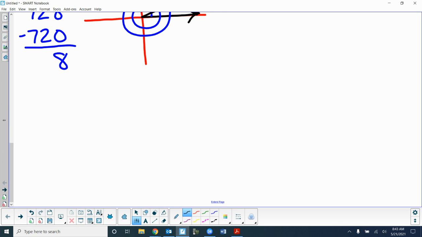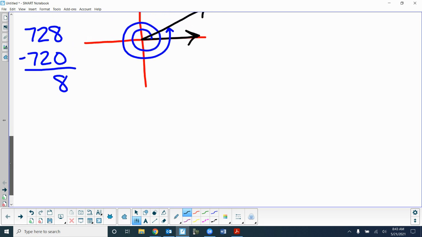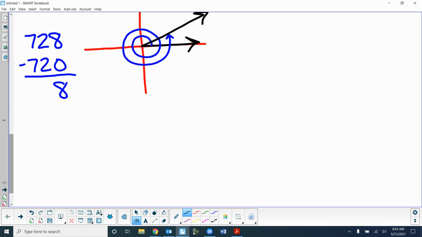Questions on that? Again, you'll just have choices to look at. If it's more than 360, just subtract 360 from it to see if you get a number less than 360. This one we had to subtract 360 twice, which is where that 720 came from.